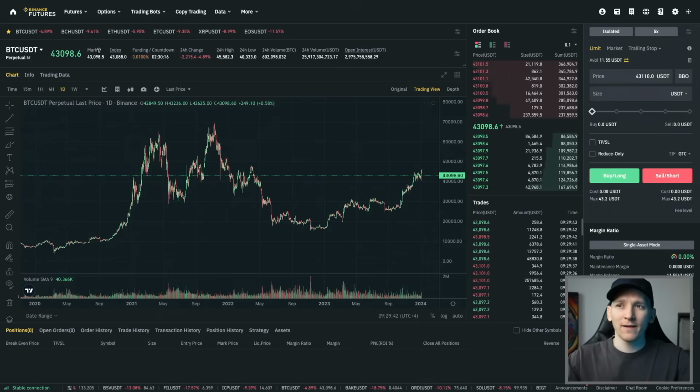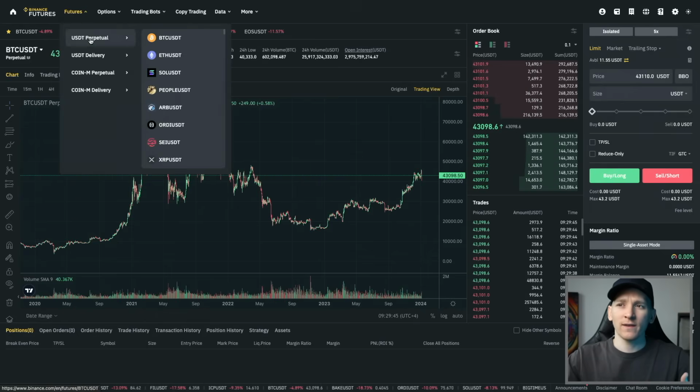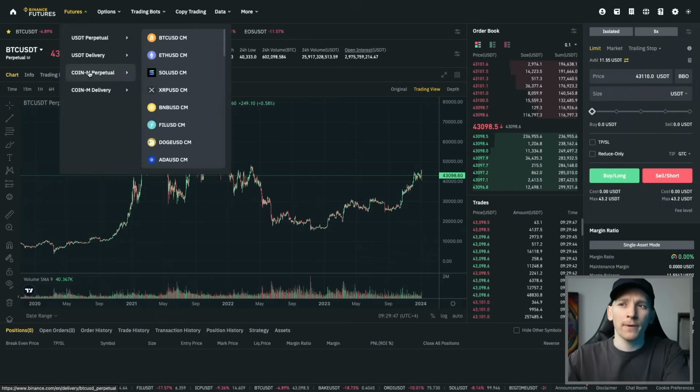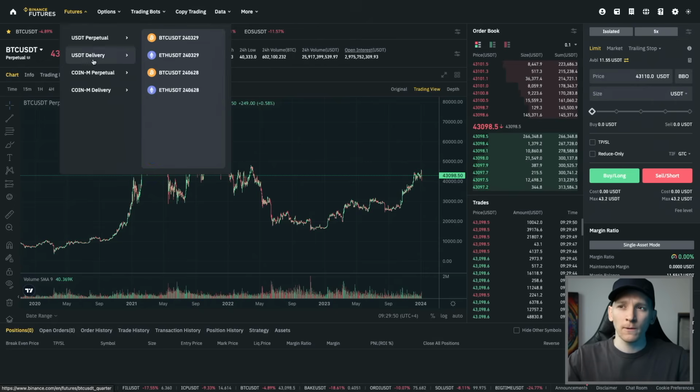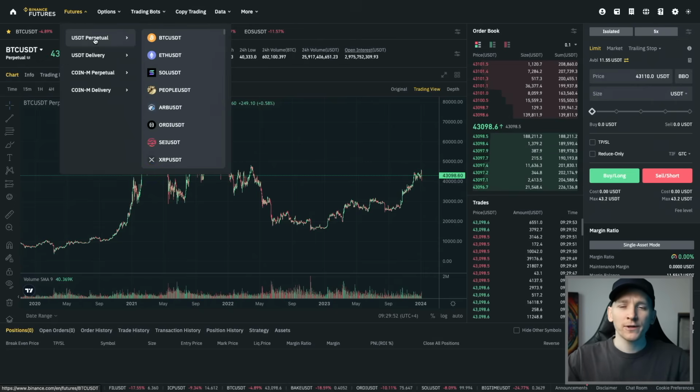The first thing we can choose is what type of futures contract that we actually want to trade. So you may see futures right here and it says USDT perpetuals and coin perpetuals. And then you have the deliveries as well. What's the difference here? A perpetual contract is one that, of course, has no expiry date, therefore it's perpetual. This is what most people trade. It just simply lets you trade the price of the assets that you want to trade. And there's no expiry that you're trading here. So you just open a position and that can be open for as long as you want it to, and then you close it whenever you want it to.